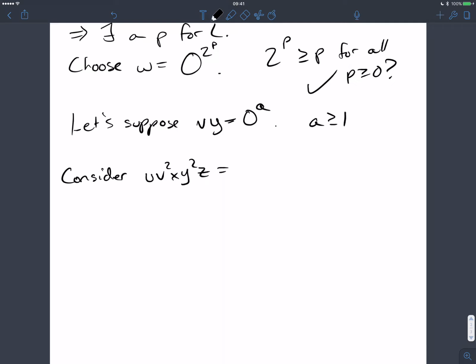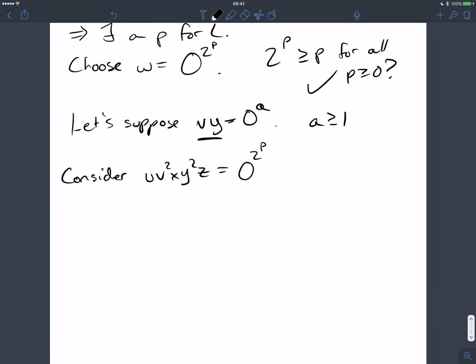I started off with how many zeros? 2 to the P of them. And how many did I just add by pumping up once? Not 2A. How many V's and Y's did I just put in? One more. So how many characters did I just add? One V and one Y. I added VY to the string.